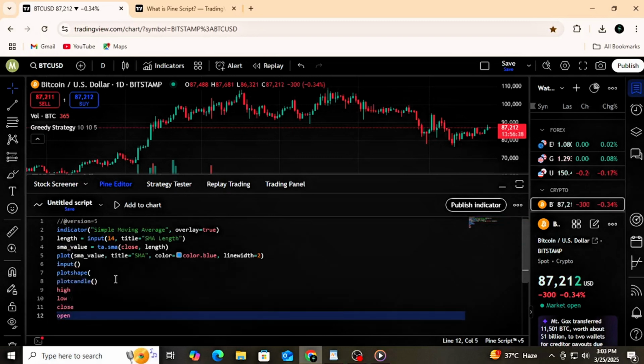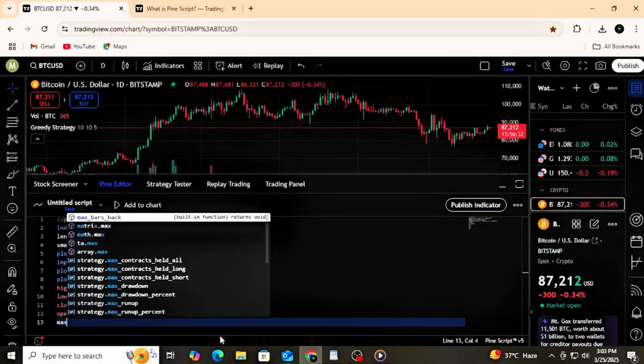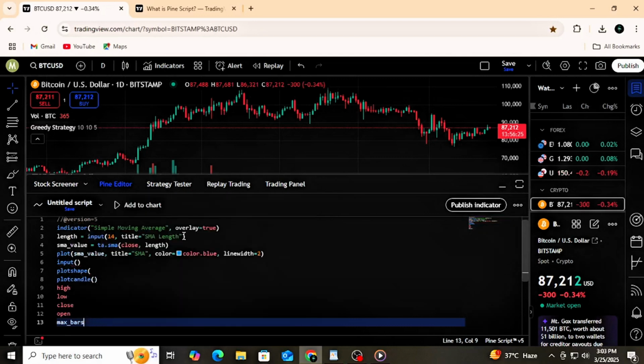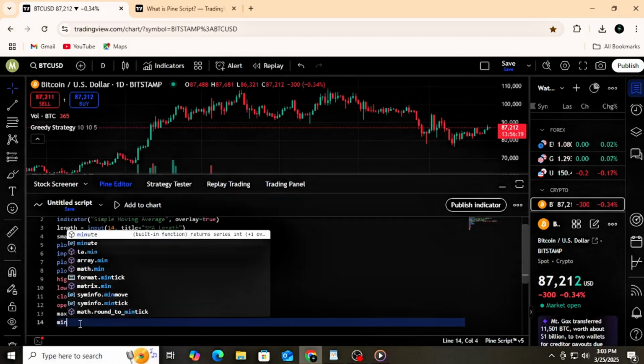PineScript also includes mathematical functions to manipulate data effectively. Functions like maximum, minimum, and absolute value help traders refine their calculations. For example, a trader might use the maximum function to compare the highest price between two periods, or apply the absolute value function to measure price differences regardless of direction.